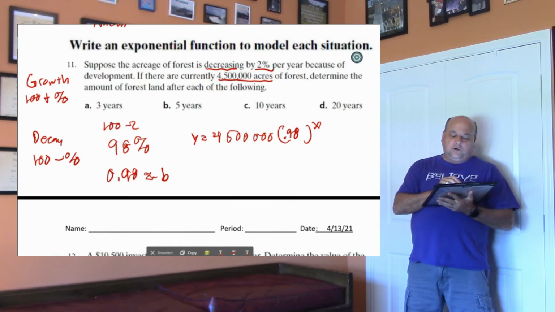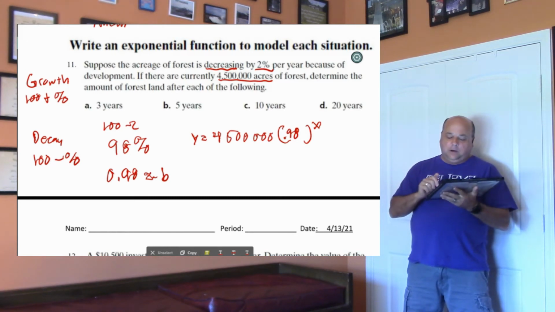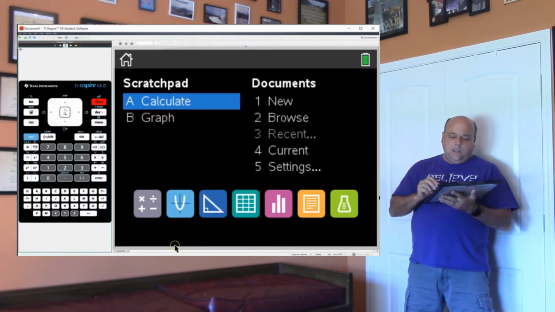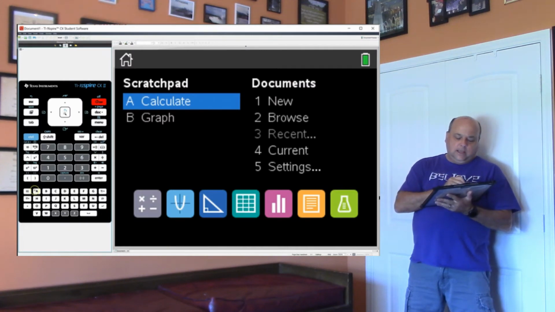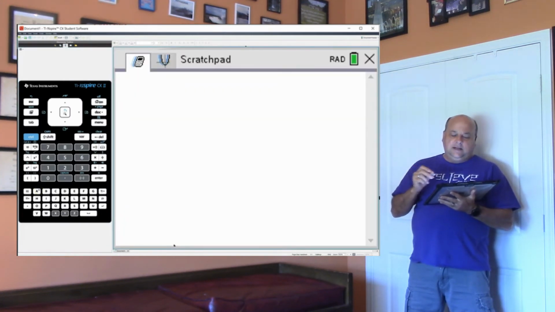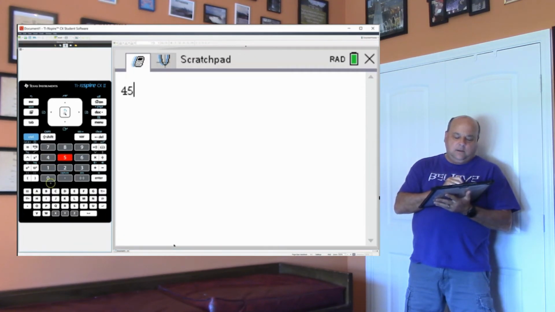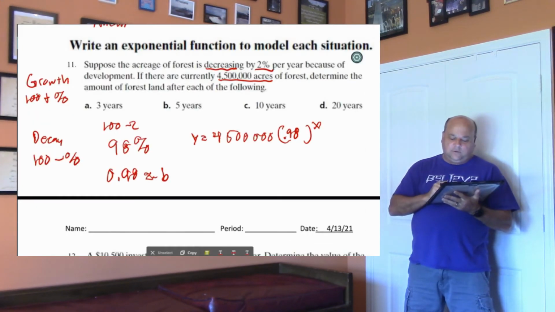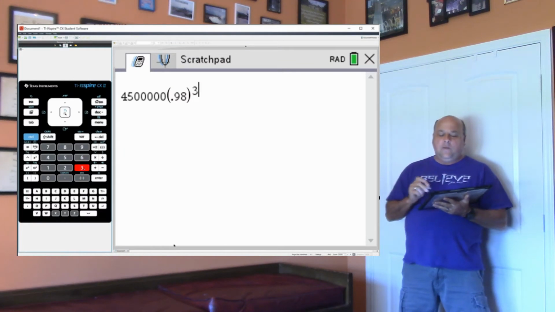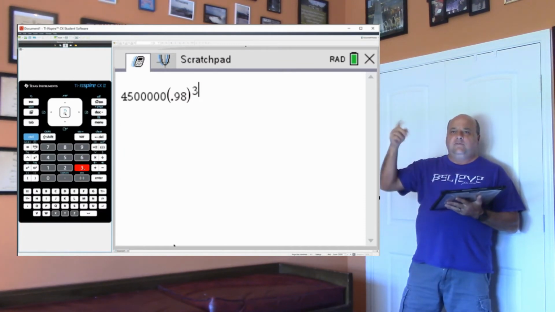Okay, determine the forest land after 3 years. So we're going to punch this into the calculator and make it 3, okay? So let's go to the calculator. We're going to calculate. So it's going to be 4,500,000, parentheses, 0.98, close parentheses, caret 3. After 3 years, so we're going to use the third power. Every year is going to add 1.